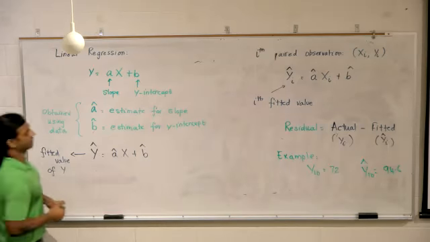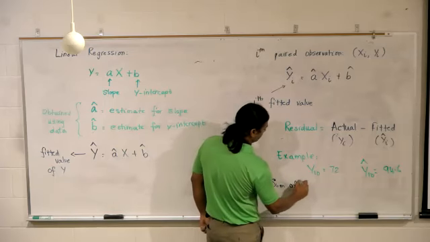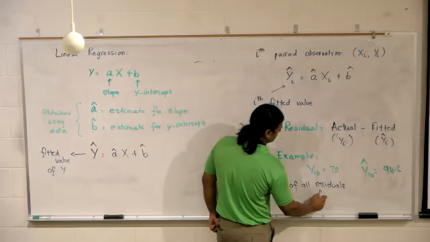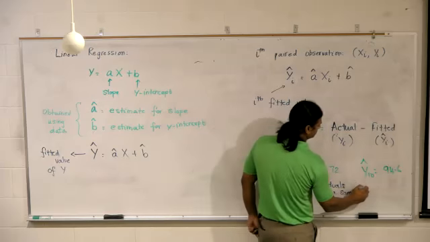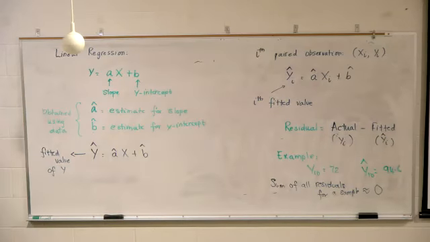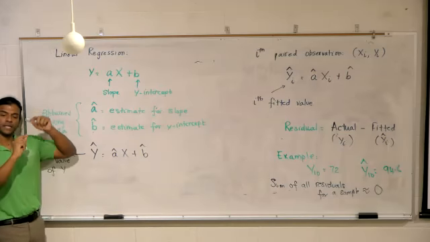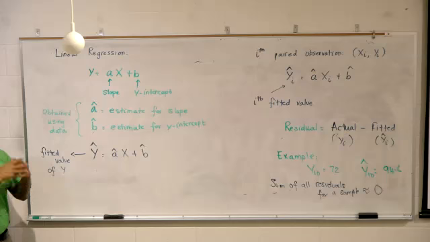But overall though, if I sum all the residuals, it will always be equal to 0. Good. The reason being, when we have a line of best fit, some of the observations will be above the line, some below. And when I add the distances, it will simply become 0.